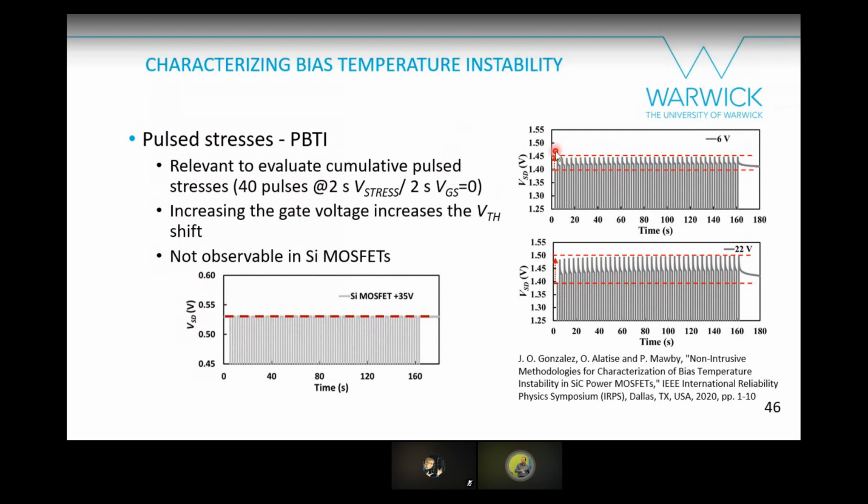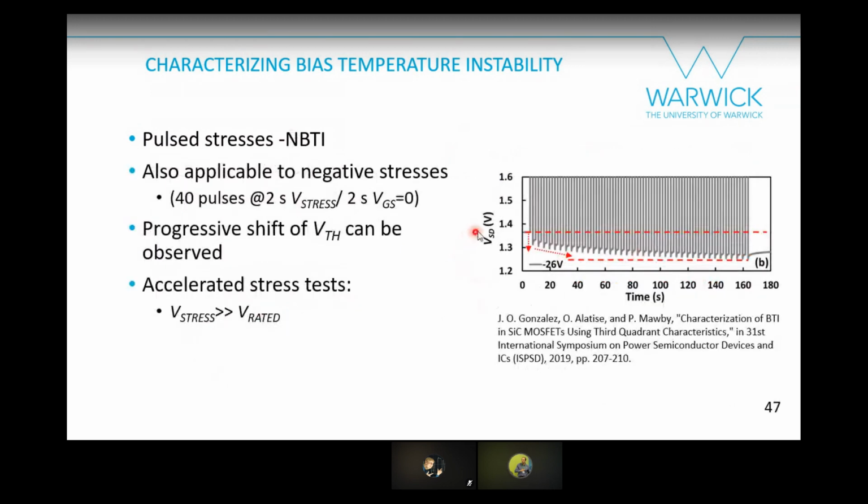So you can see that the initial shift is caused at the beginning, so 2 seconds is still a long pulse. At 22 volts, that peak shift is larger. Then it recovers a bit more, so probably there are more traps. And you can see the same, so increasing the voltage increases the shift. This also applies to NBTI, so we did the same. Minus 26 volts. You can see a progressive shift. You could see that in PBTI it was plateauing, but here you can still see a gradual shift.